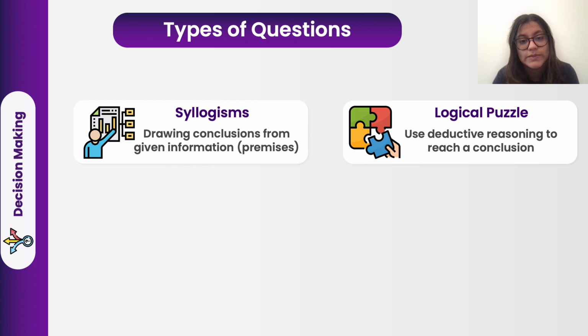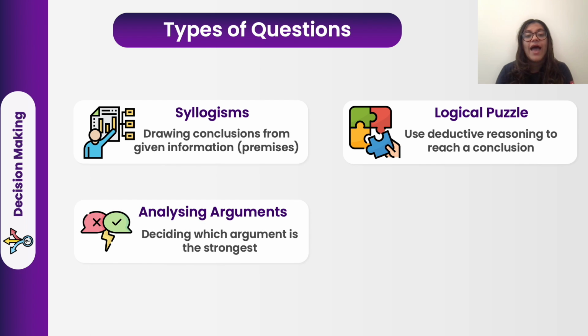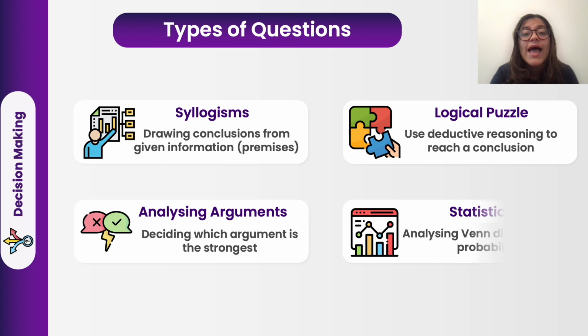Next are logical puzzles, where you use deductive reasoning to reach a conclusion. Again, you have lots of information similar to syllogisms, but you have to use deductive reasoning to reach the conclusion. Next, we have analyzing arguments, where you decide which argument is the strongest. And the last type of questions is statistics, where you analyze Venn diagrams, and these are probability related questions. So just really all the math stuff relating to the decision making section.